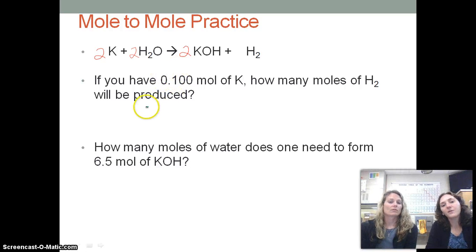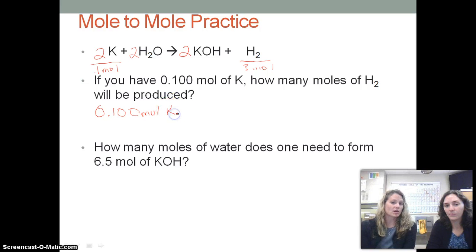Okay, good. If you have 0.1 moles of K, so this is what you're given, you want to figure out how many moles of hydrogen do you have. All right. Well, okay. So what are we going to start with? We're going to start with our given, 0.100 mole of potassium. And you just told us on the generic term, we're going to multiply by the ratio. We're going to put what we want to find on the top, and what we want to find is our H2, which is 1 mole, because the coefficient is 1. So 1 mole of H2 divided by our 2 moles of potassium.